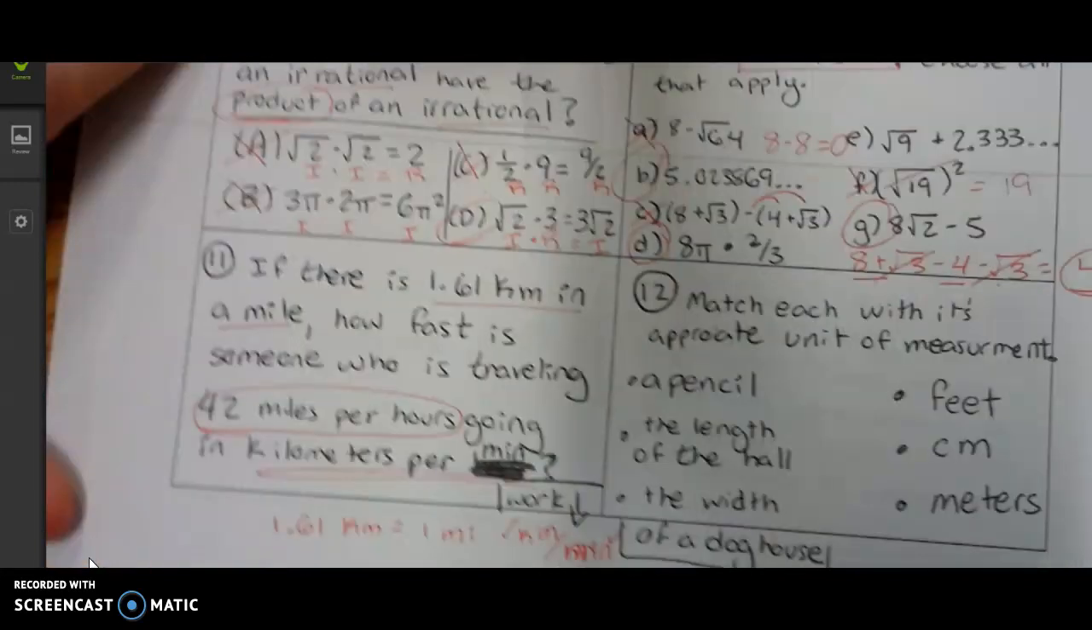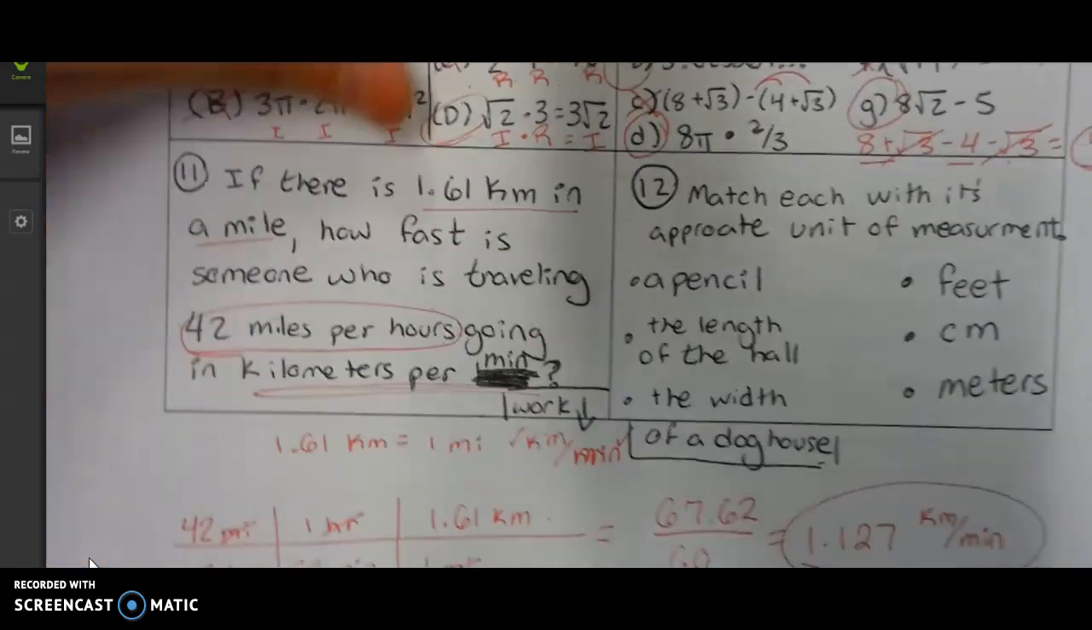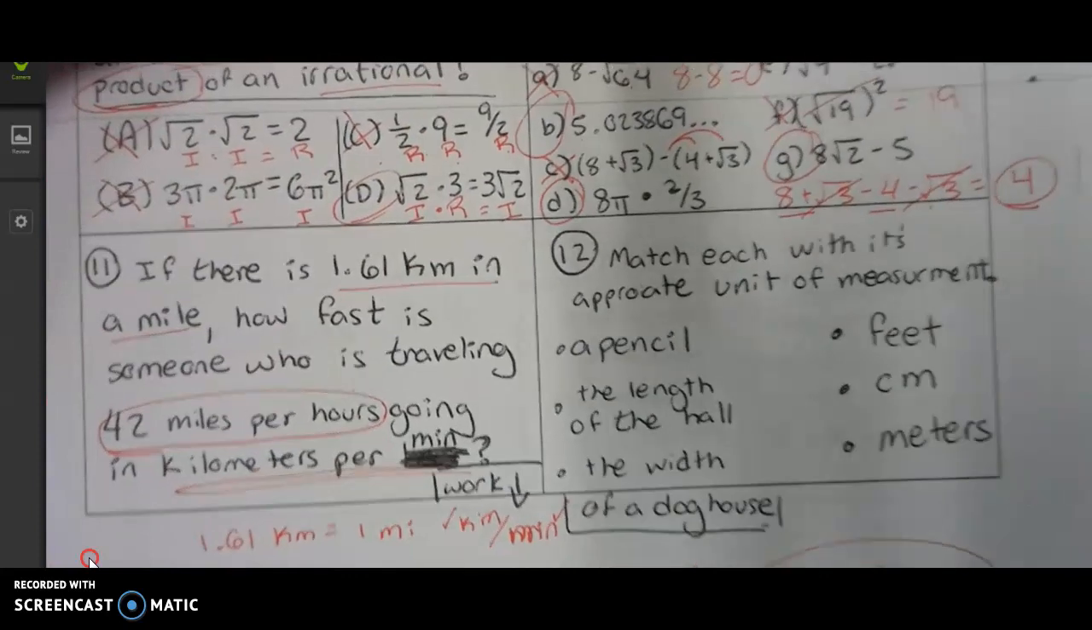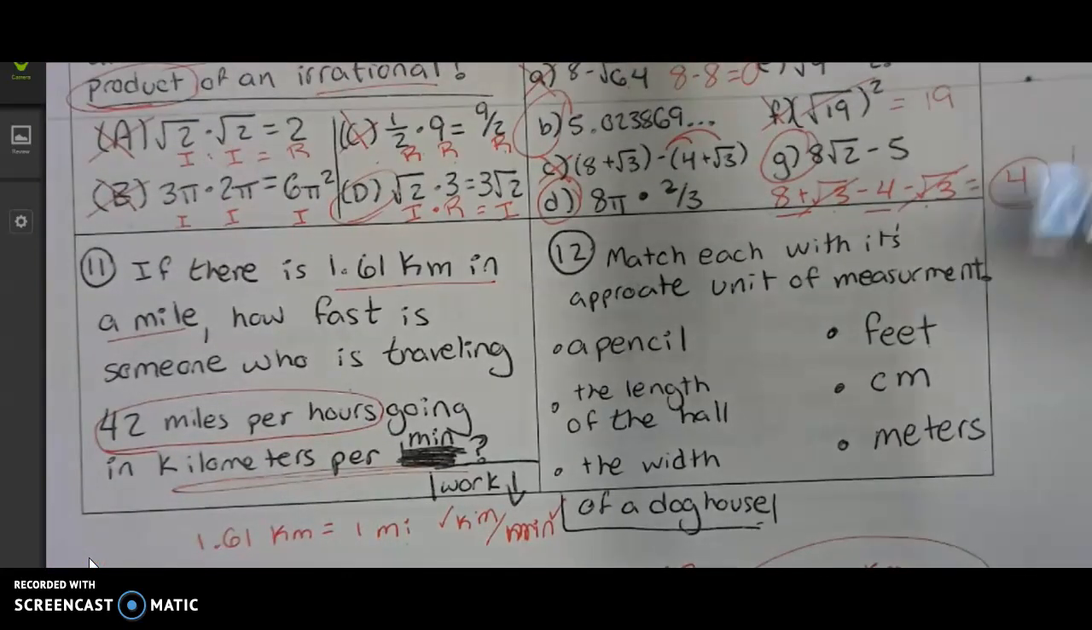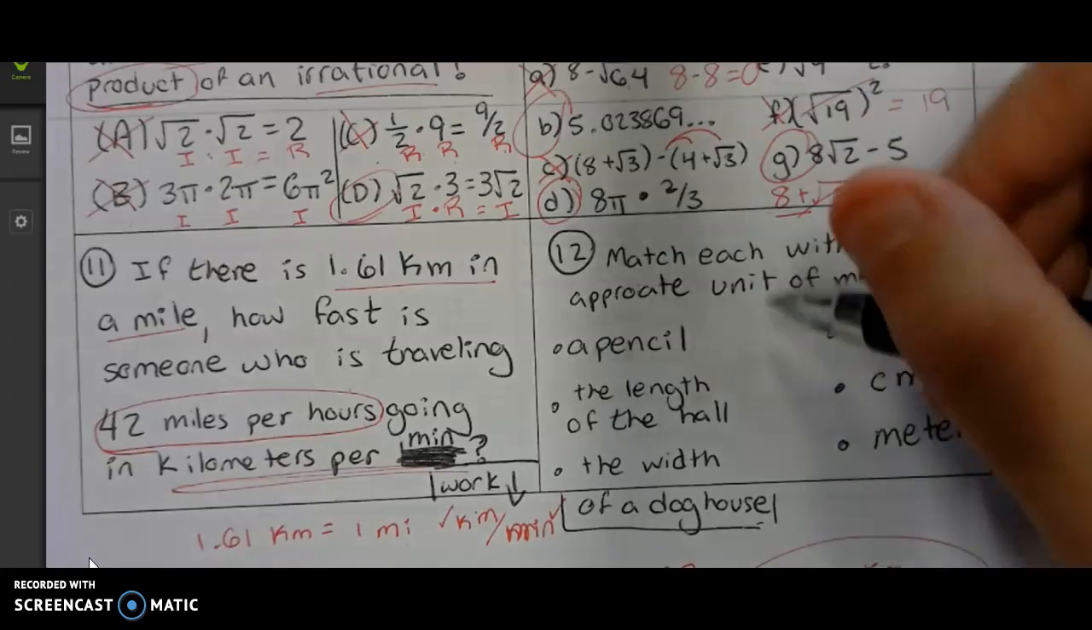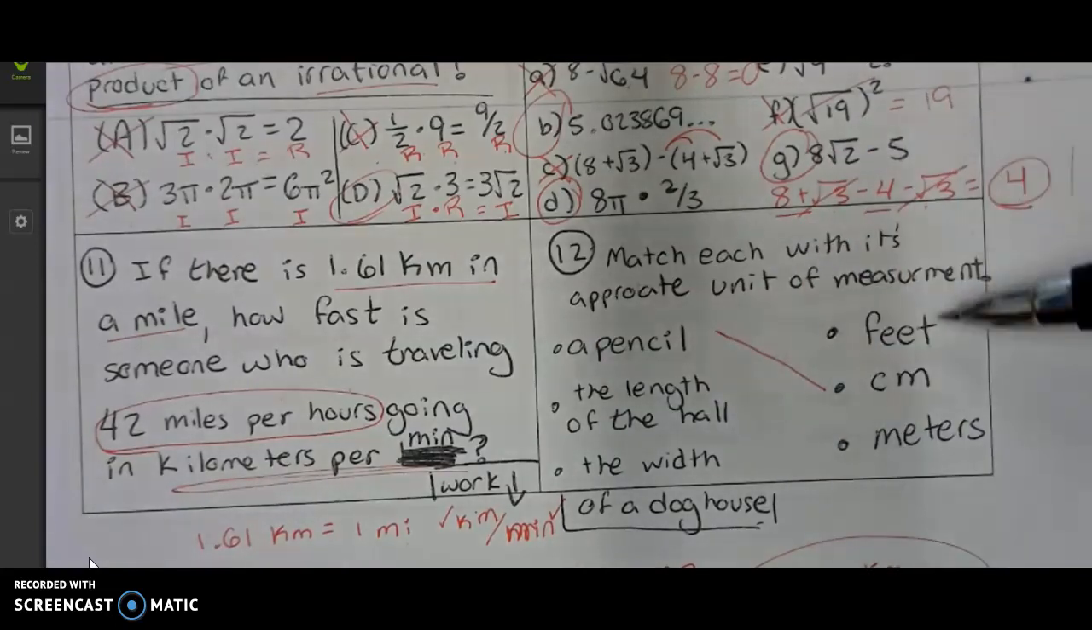And then the last one on this sheet is the easiest one of the whole test. It says match each with its appropriate unit of measurement. So what would be appropriate to measure this by? It would make sense to measure a pencil in centimeters. Feet would be too big. Meters would be too big.